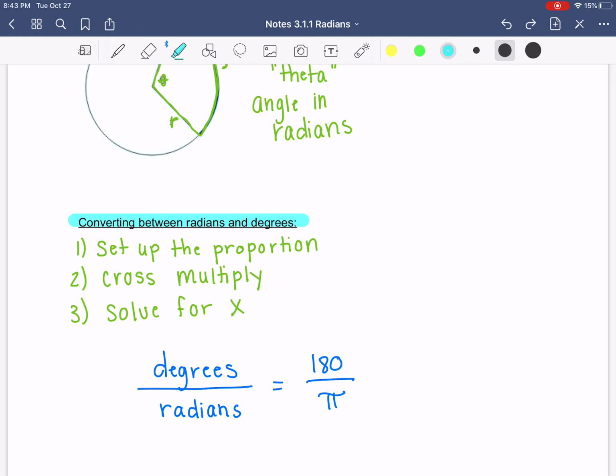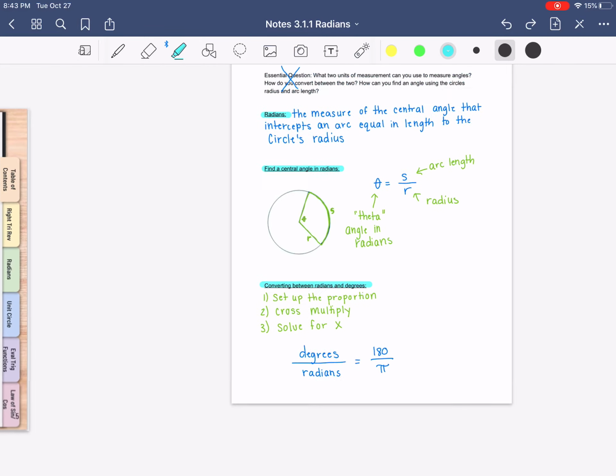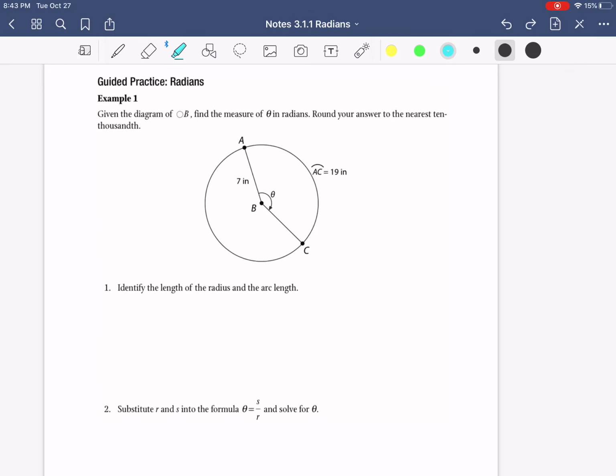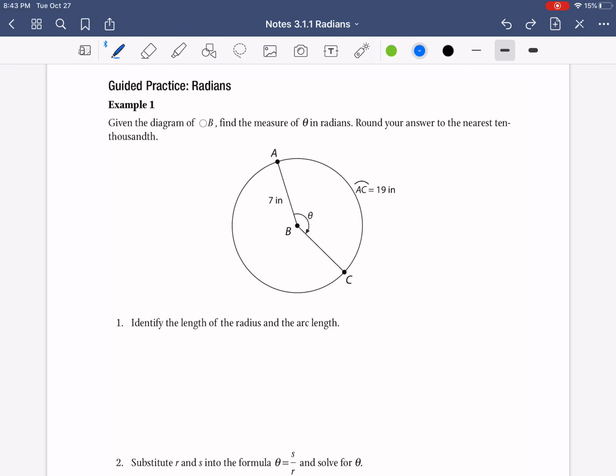So you might be given degrees, you might be given radians. You plug in the one that you know, either degrees or radians, and the one that you're trying to find is your x, and then you just cross multiply to solve for x. So this is a picture we're going to take for our notes, and then we're going to go do 4 examples from our workbook. So you need to grab your workbook, Unit 3, and this is on page 9.